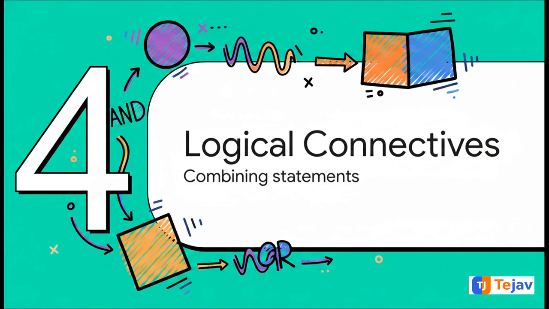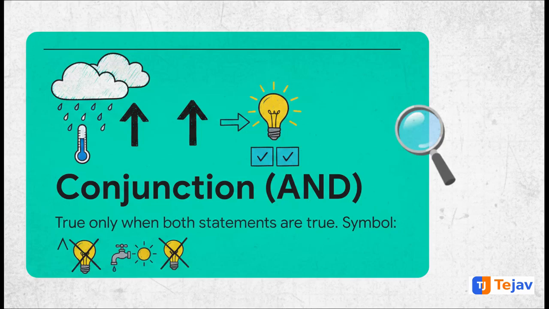Think of these as the glue that holds our statements together. Our first connective is the conjunction, or as we usually call it, and. It's represented by a little upward-pointing symbol. Now, the rule for and is incredibly strict. A compound statement using and is true only when both individual statements are true, period.